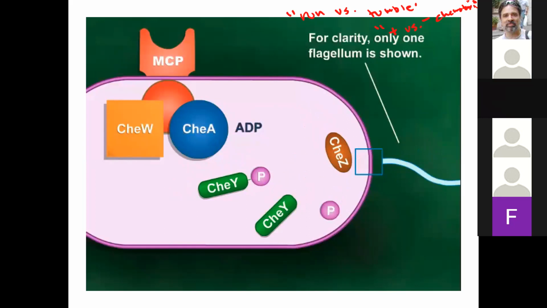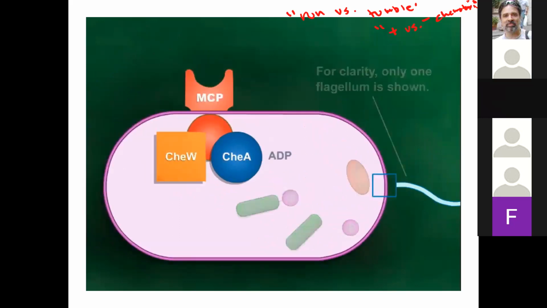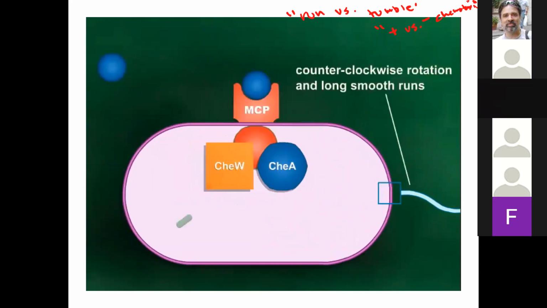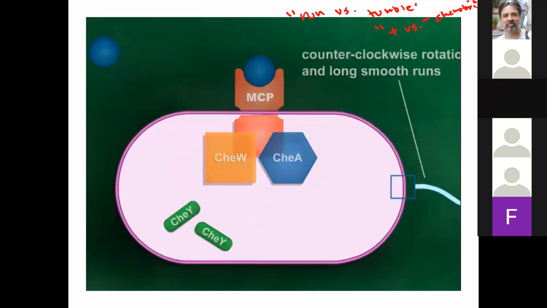When no attractant is present, the cell maintains intermediate levels of KA phosphate and KY phosphate. This produces a normal run-tumble swimming pattern. When a chemoattractant binds to MCP, the levels of KY phosphate drop. The lack of phosphorylated KY results in counterclockwise rotation of the flagella and long, smooth runs.